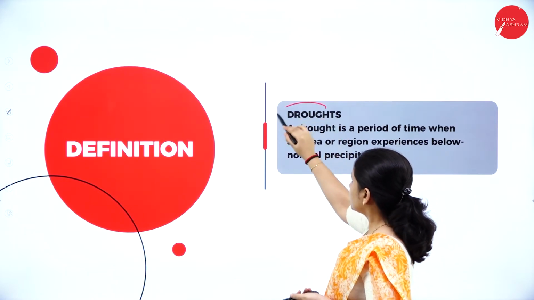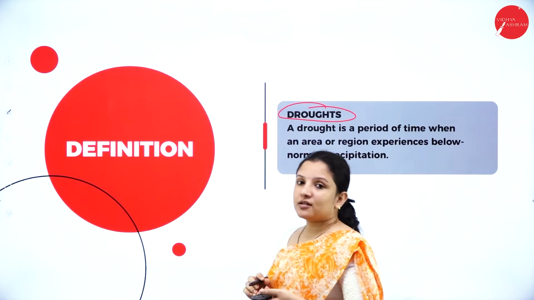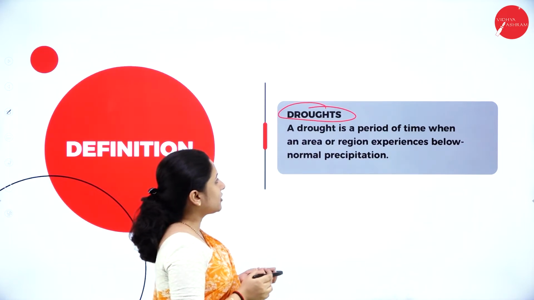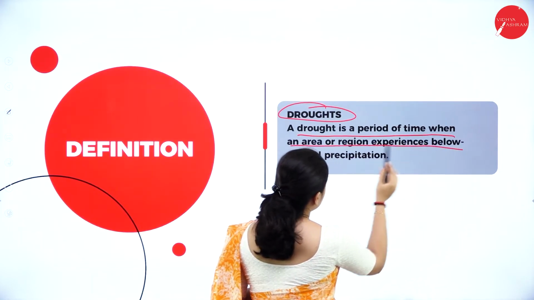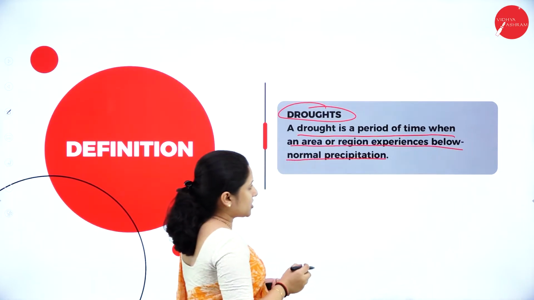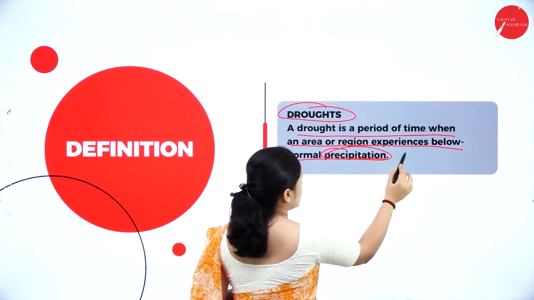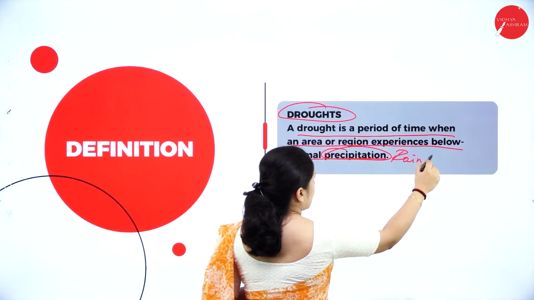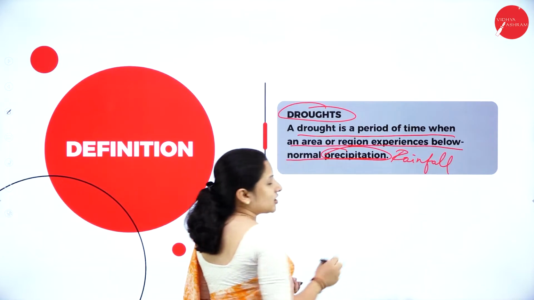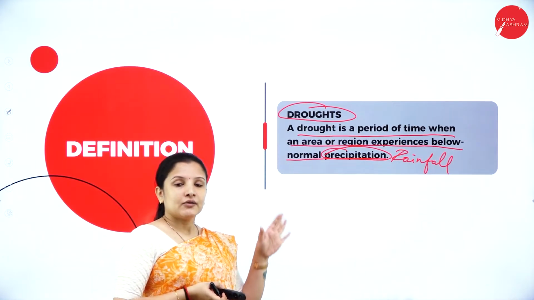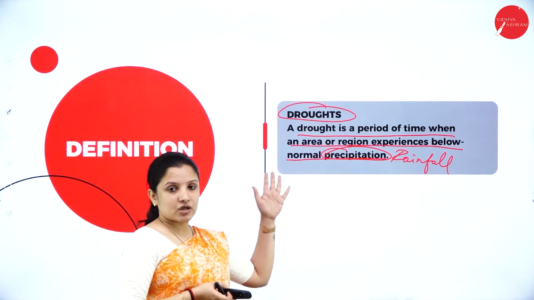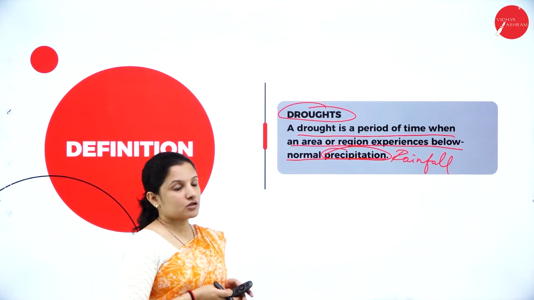Next, talking about droughts. So what is a drought? A drought is a period of time when an area or region experiences below normal precipitation. So what do you mean by precipitation? It is nothing but rainfall. So any region that receives very little or scanty rainfall, there a dry condition will arise. That is nothing but drought.